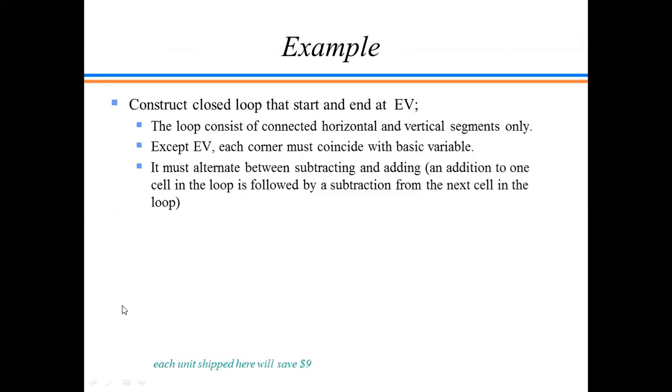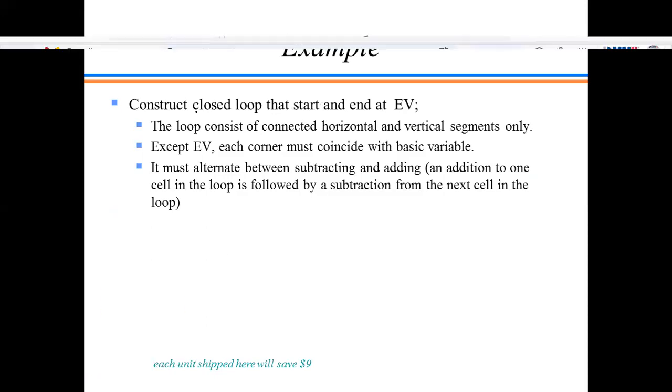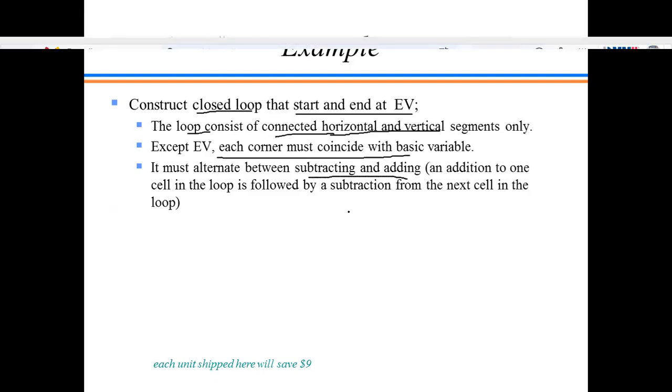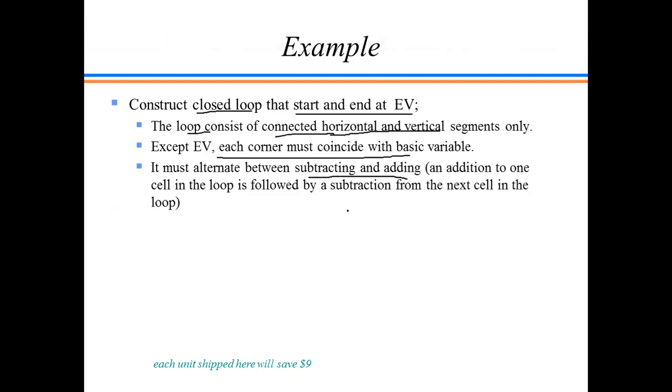Okay, after we determine the entering variable, then number 2 is to construct the closed loop. The closed loop starts and ends at the entering variable. How to construct the loop? First, the loop consists of connected horizontal and vertical lines only, so no diagonal. And then number 2, each corner must coincide with a basic variable. And then alternately, you have to add and subtract, adding and subtracting, in the loop.